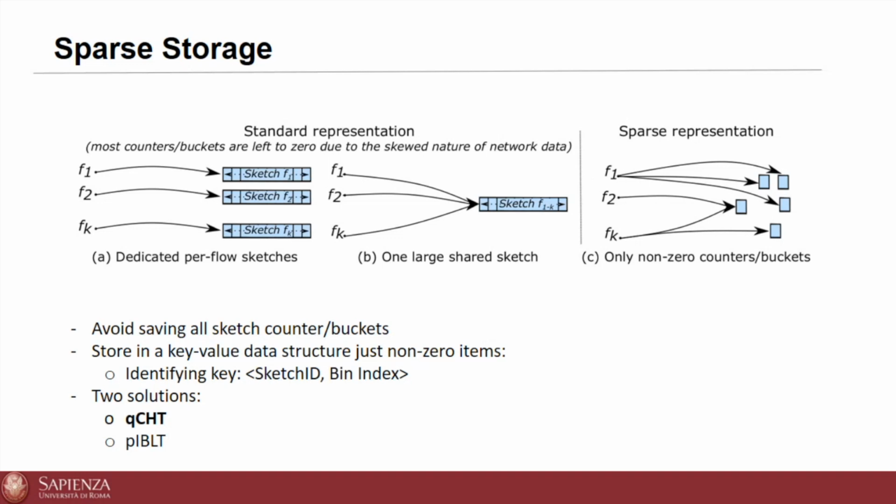What we want to do is substitute this sketch array with a data structure where we save only the non-zero counters and non-zero buckets. So we need a key-value data structure where the identifying key is composed of the sketch identifier plus the index of a non-zero bucket. We propose two solutions, based on two different data structures. One is this Cuckoo hash table that I'm going to present, and the other is the PIBLT, a novel data structure that we crafted for this purpose.